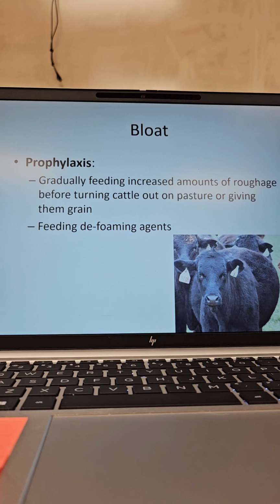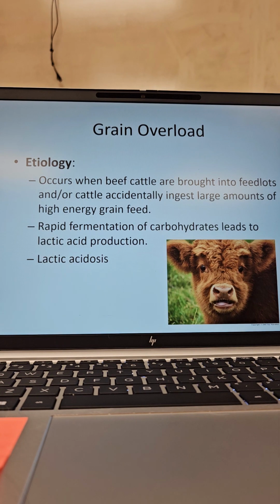Gradually feeding increased amounts of roughage before turning cattle out on pasture or giving them grain. So you don't want to just suddenly switch diets. Same thing in dogs, you don't do that, because this will cause them to bloat, because it causes some stomach upset. Their gut needs to get used to that diet change. Feeding defoaming agents will also prevent bloat. That's what prophylaxis means, preventing the disease.